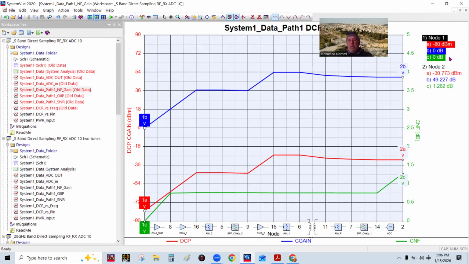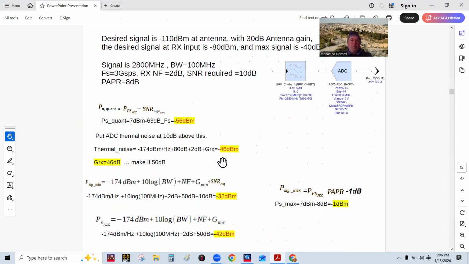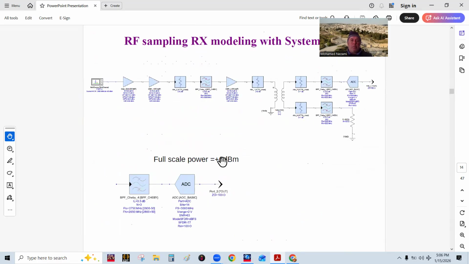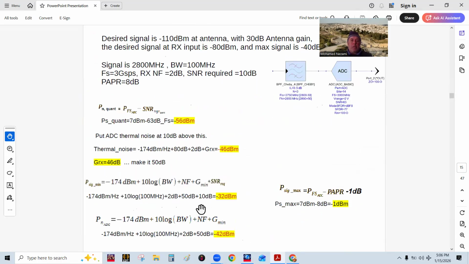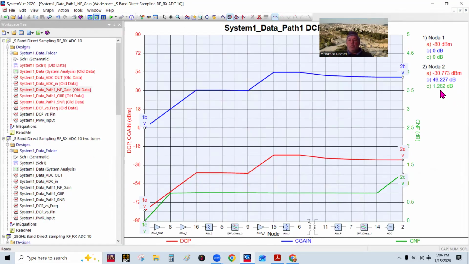The next thing we look at is the minus 80 dBm at the input. The output is minus 30 dBm. That's at these points, okay? And if you go back to our hand calculations, that's what I really wanted to see. So we are at 2 dB above this minimum number, okay? All right, so that's all right. And then the overall noise figure is 1.282 dB, okay?